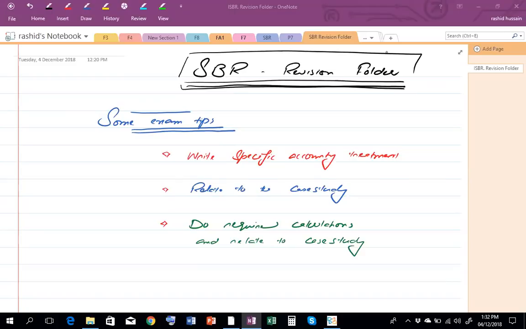Say, for example, if the amount of the grant is mentioned, like 5 million, then you are going to write that the grant of 5 million is received by the company. And if the name of the company is mentioned, then you should use the name of the company as well. So make sure you are relating the accounting treatment with the case study. Otherwise, the examiner will get the flavor that you are just writing what you have crammed and you are not relating that thing with the case study.